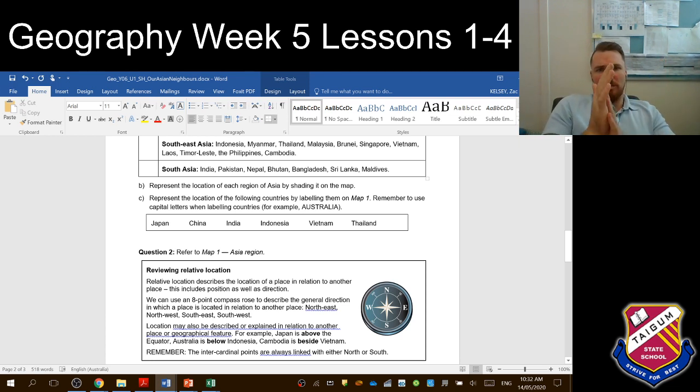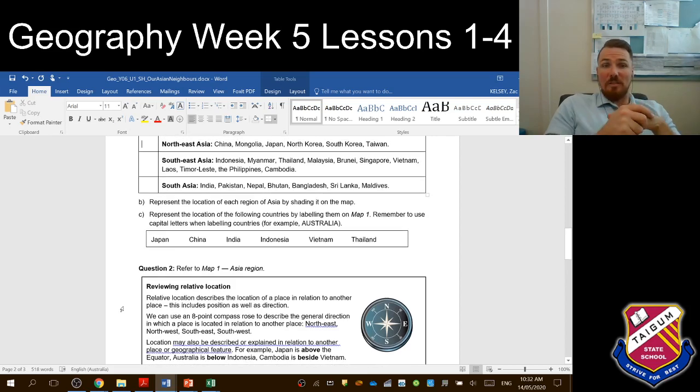Represent the location of each region of Asia by shading it on a map. Again, if you can print it off, it's going to work much better. If you can't, try and get creative, see if you can colour it in. I know there are some options in Word, but I'm not going to go through those at the moment because I'll be here for a few minutes trying to remember how to do that, but you're welcome to play around and see if you can work out a solution yourself.